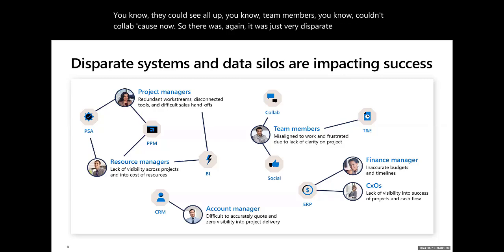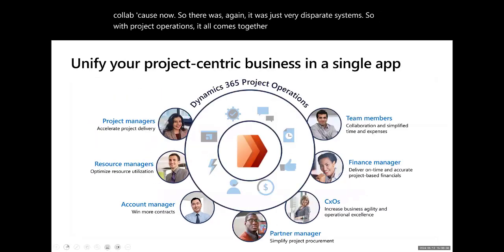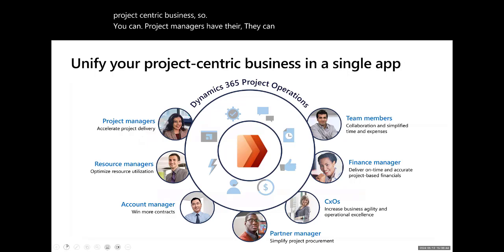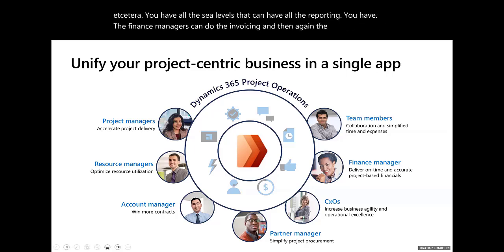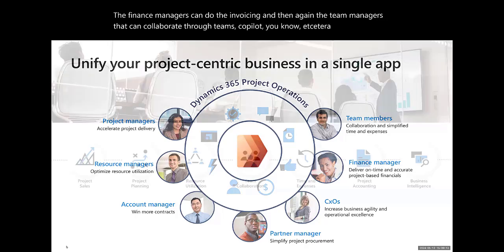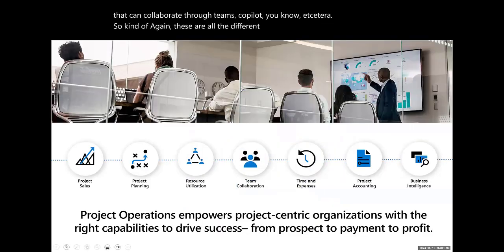So with project operations, it all comes together. It all works together to unify your project-centric business. Project managers can look at a project all up. You have your resource managers who can schedule the resources. You have your account managers, who can make sure everybody's on the right track. Your partner managers can use the vendor portal to see what projects they're assigned to, what resources are assigned to those tasks, etc. You have all the C-levels who can have all the reporting. The finance managers can do the invoicing, and then the team members can collaborate through Teams, Copilot, etc. So these are all the different things you can do with project service.